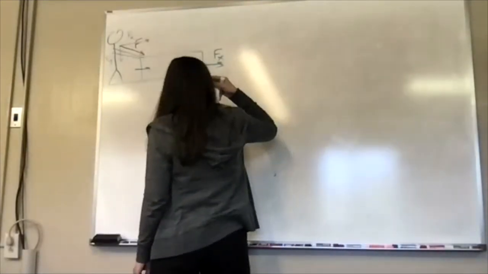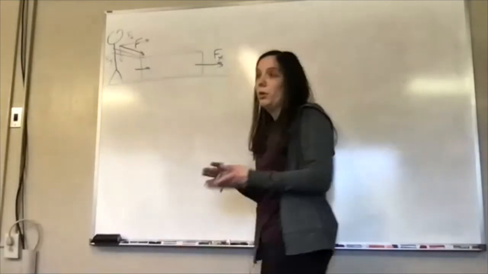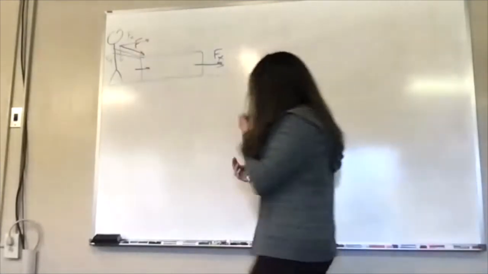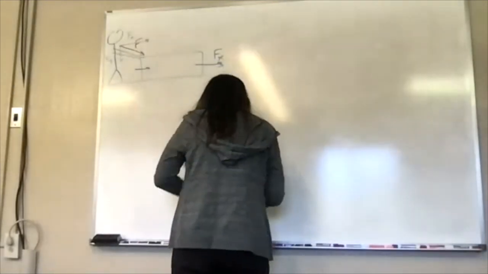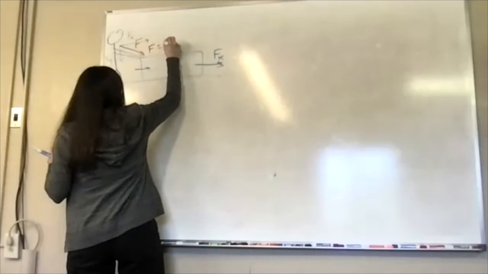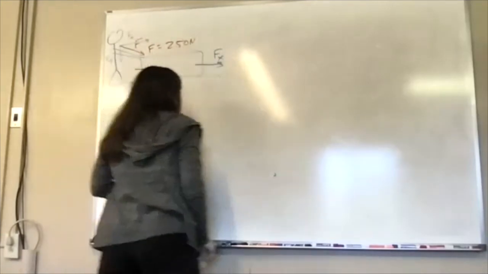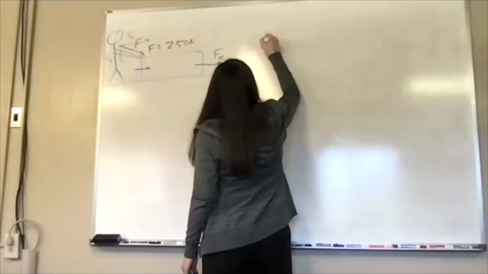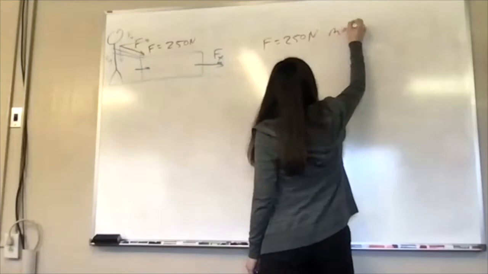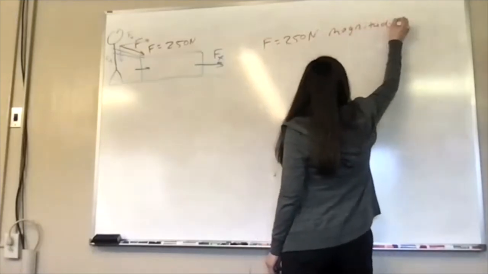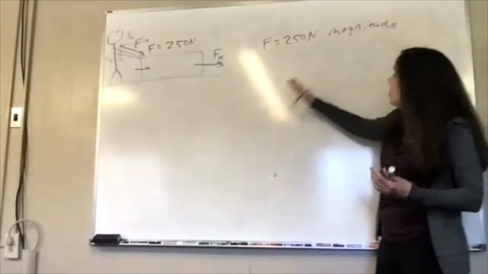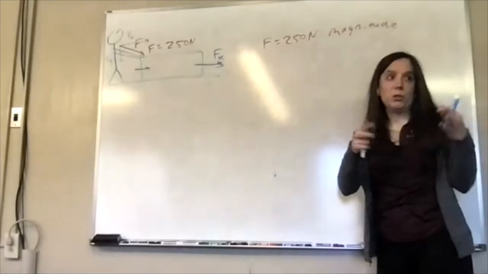Now, how do we know how much force is being done in each dimension? You'd use sine and cosine to figure out how much force is being done in the x dimension and the y dimension. Let's just say that this person is applying a force with a magnitude of 250 newtons. So that's the magnitude of force. But how much is being done in the x dimension and the y dimension?